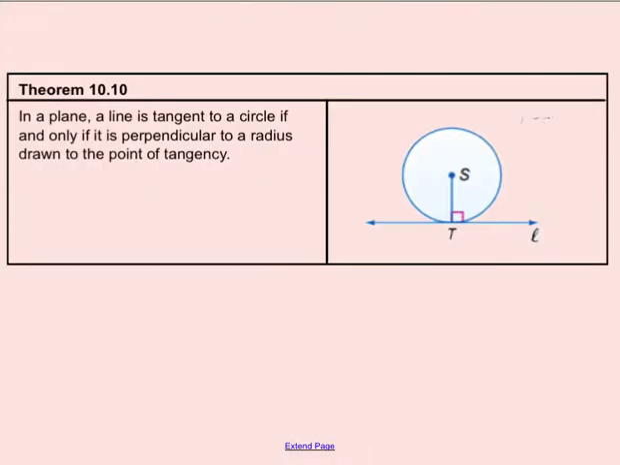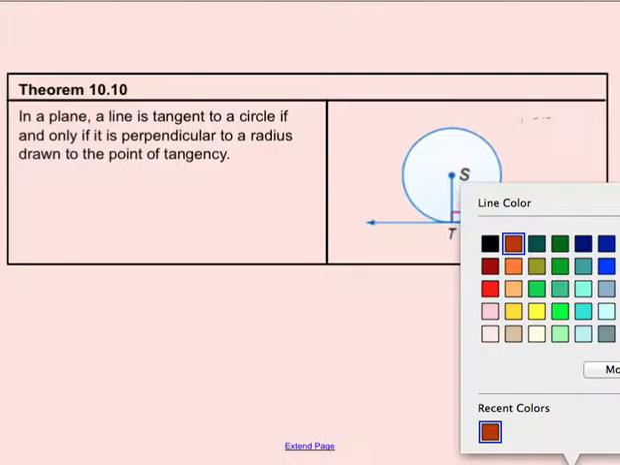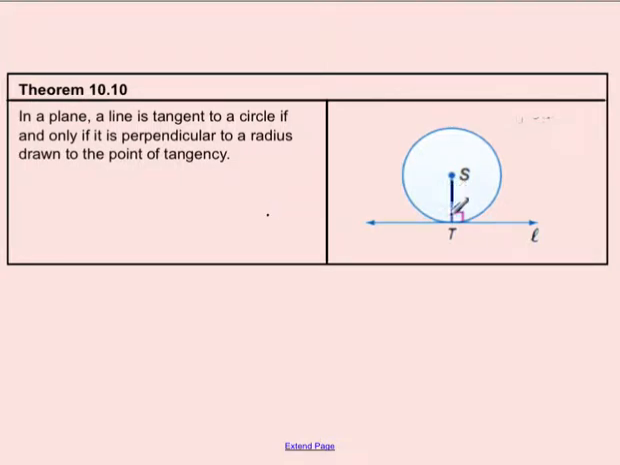Let's take a look at Theorem 10.10. In a plane, a line is tangent to a circle if and only if it is perpendicular to the radius drawn to the point of tangency. So what does that mean? That means we have this radius ST for circle S. In order for line L to be tangent to it, that has to form a right angle. So where the radius and the point of tangency are needs to be a right angle.